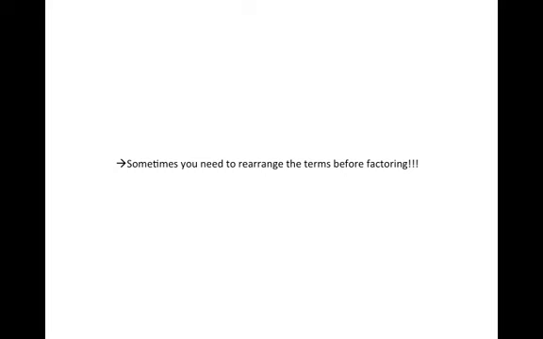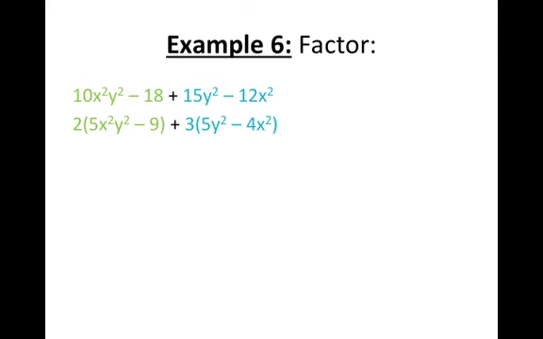Okay, so I've got 10x squared y squared minus 18 plus 15y squared minus 12x squared. So far, working with the first 2 as a group and the second 2 as a group has worked, so let's just try that. Out of my first 2, I can factor out a 2. So I have 2 times 5x squared y squared minus 9.